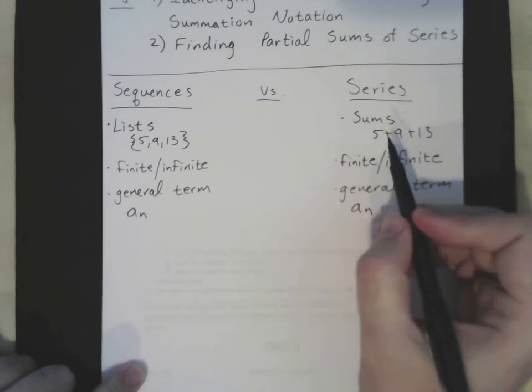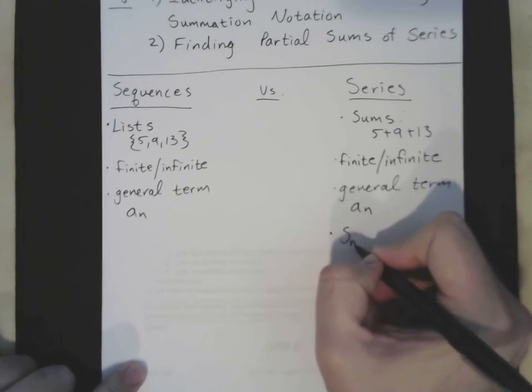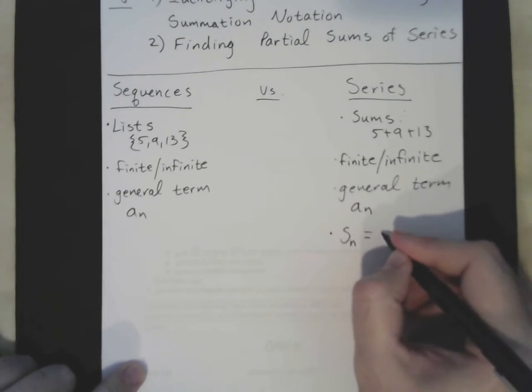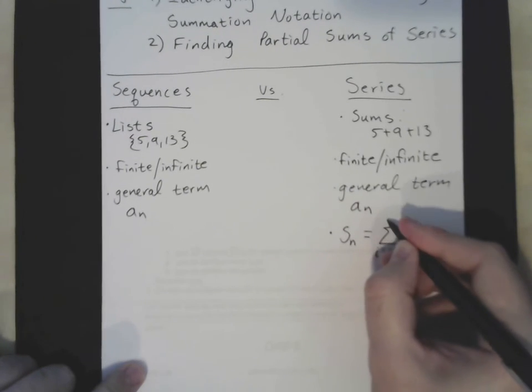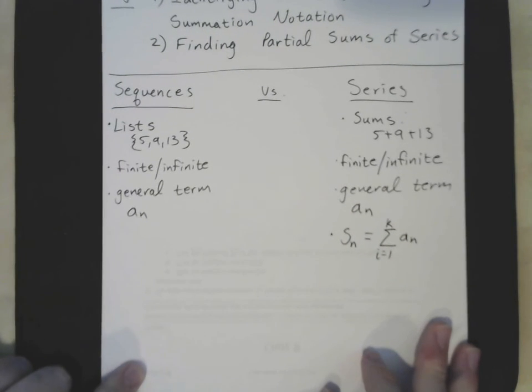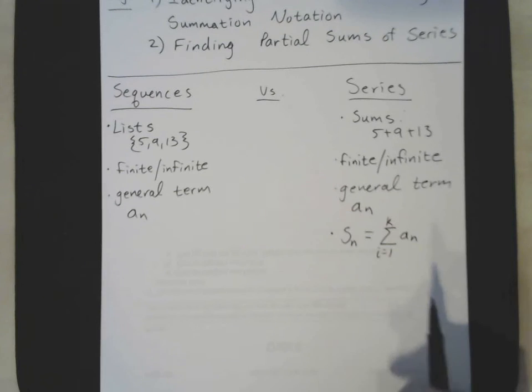Now, because series are summations, they get a special notation called summation notation. So the summation is capital sigma, i equals 1 goes here, k goes here, and the general term a sub n goes here. So we're going to dive into this summation notation in a little bit more detail in a second, but you already heard me do it once.